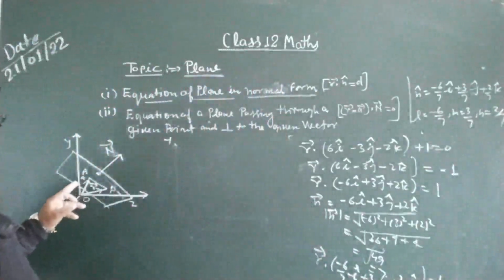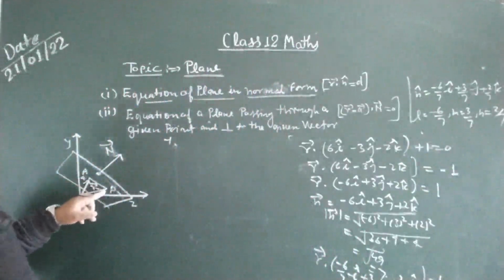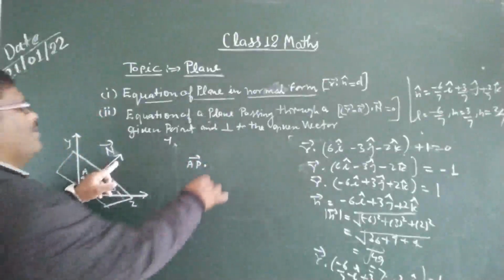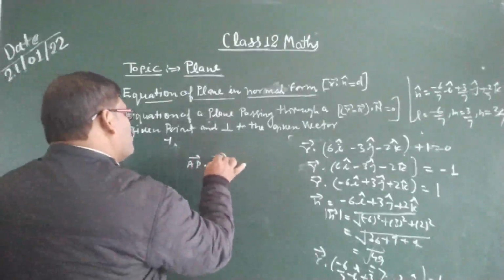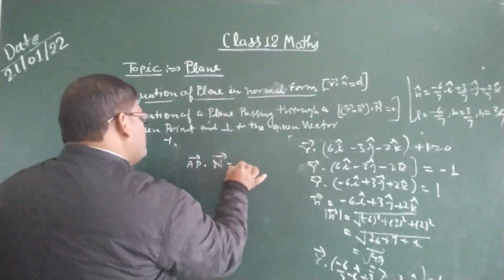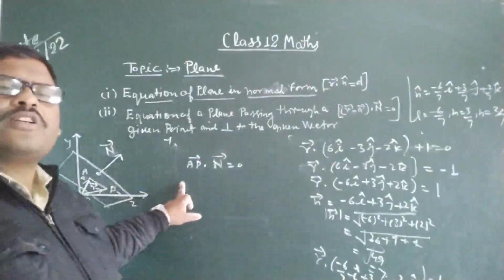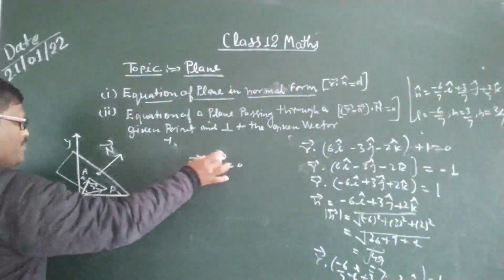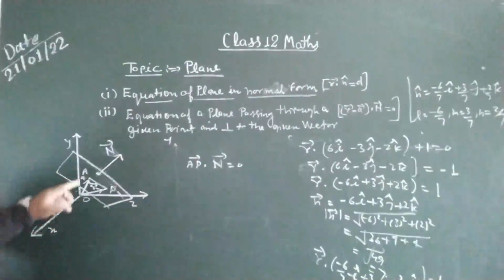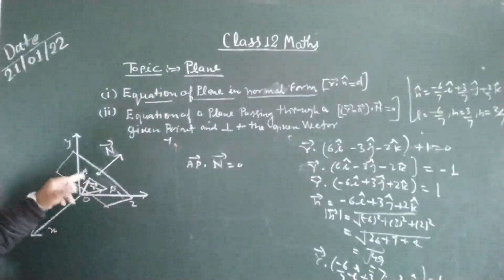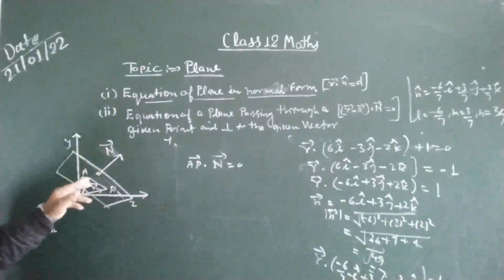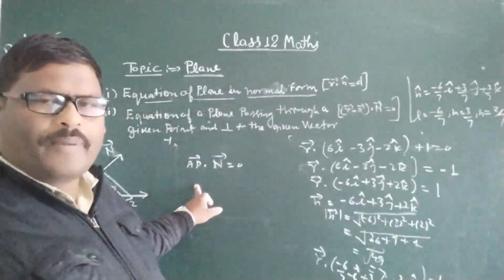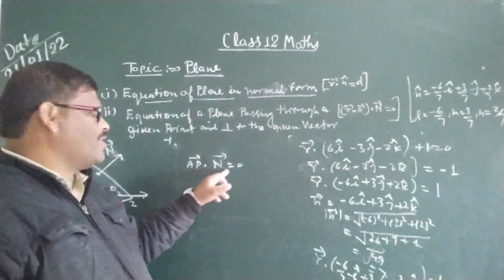Now, what is AP? Vector AP dot vector n is equal to 0. Why? As you know, the dot product of perpendicular vectors is 0, and vector n is perpendicular to the plane, and vector AP lies on the plane. It means vector AP and vector n are perpendicular to each other. In that case, AP dot n is equal to 0.